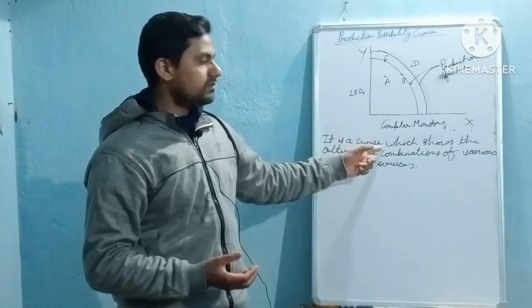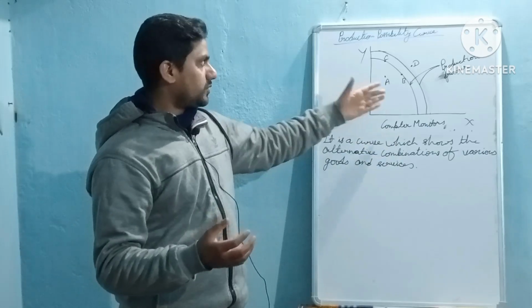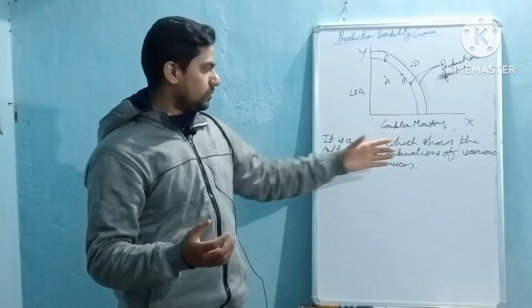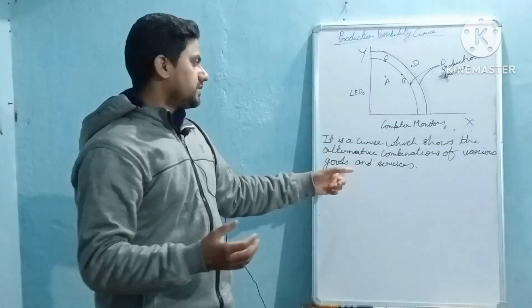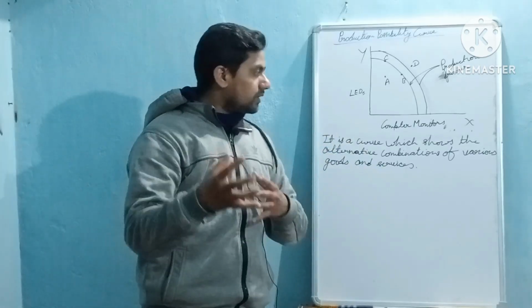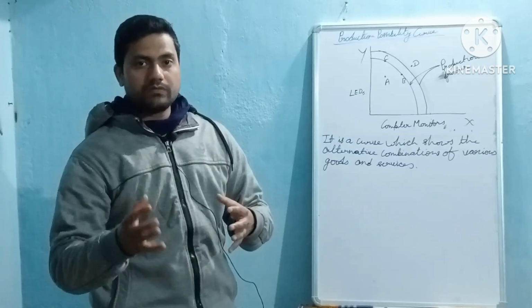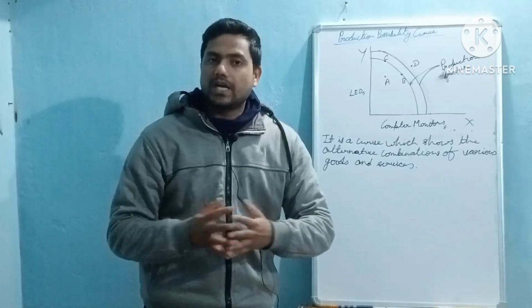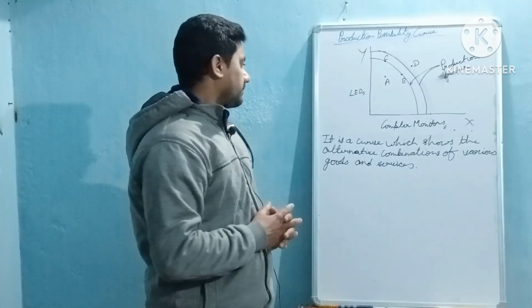So it is a curve. What is this? This is a production possibility curve. It is a kind of curve which shows alternative combinations of various goods and services, various or alternative combinations of goods and services which can be produced.